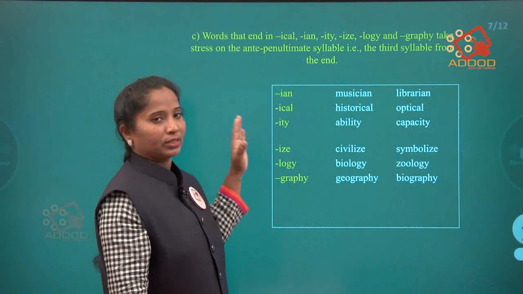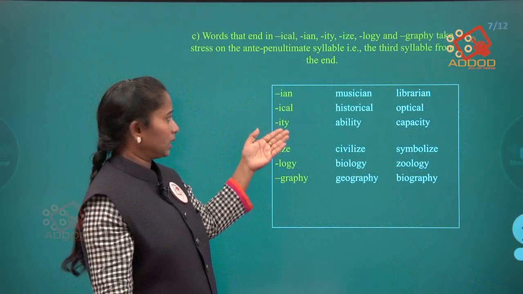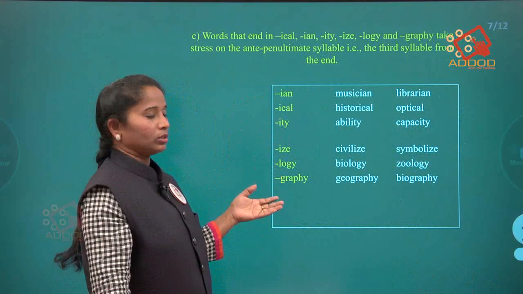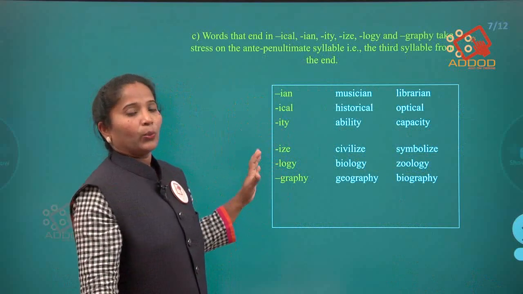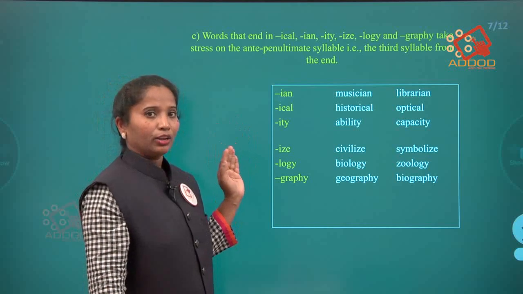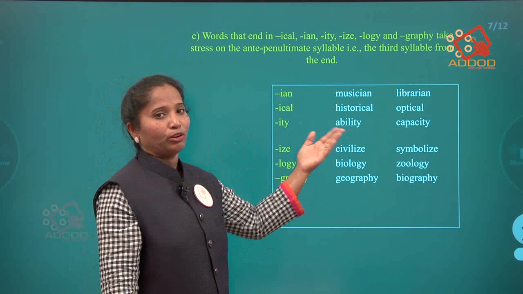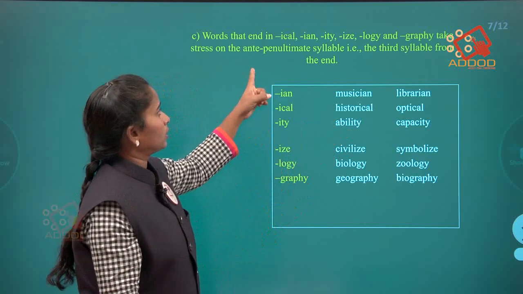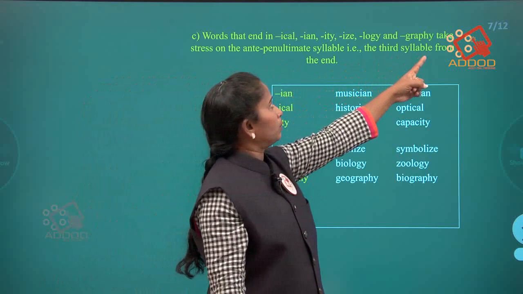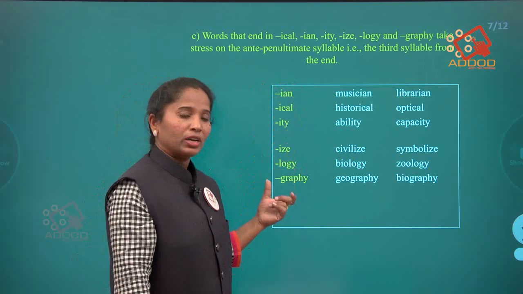Finally, the last suffixes. You have IAN, ical, ET, IZE, logy, graphy. When such types of suffixes are there in a word, then you have to place a stress mark on the third syllable from the end of the word. Okay, so what is it saying? On the third syllable from the end. Whenever you find such types of suffixes.